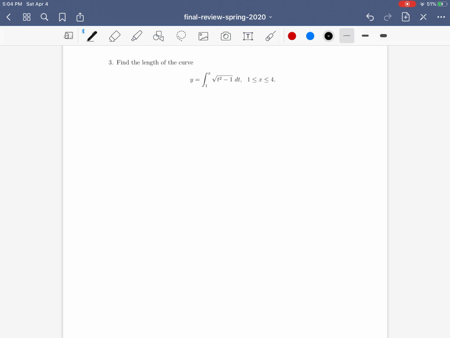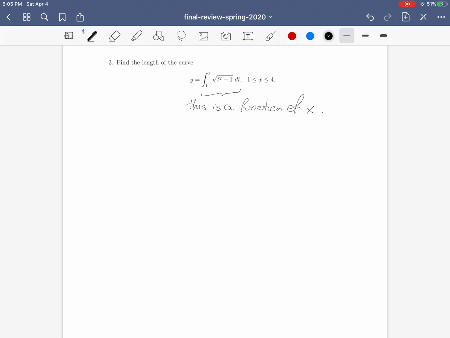This is a curve given as y is equal to the integral of the square root of t squared minus 1 dt from 1 to x. And we're asked to find the length of this curve for x between 1 and 4. The important point to make here is that this question might look like it's stated in a slightly obscure way. Just keep in mind that this is a function of x. It's an integral where the upper limit is equal to x, so therefore that defines a function of x.